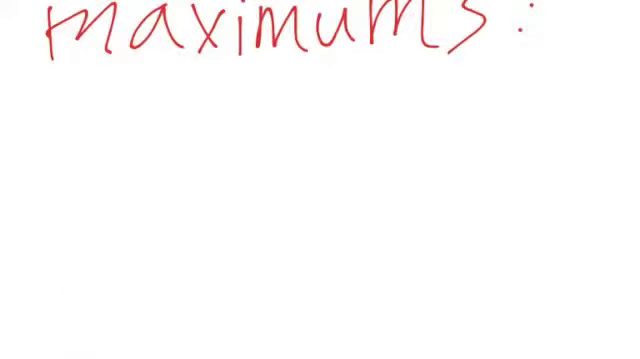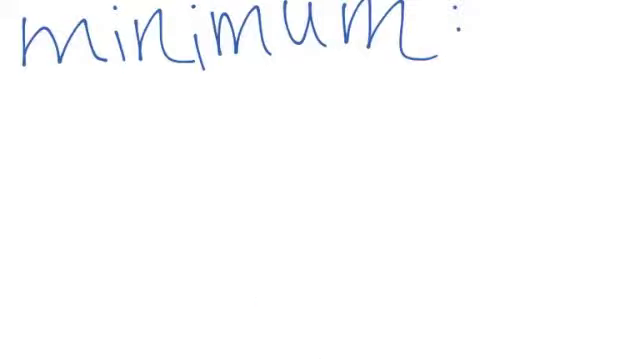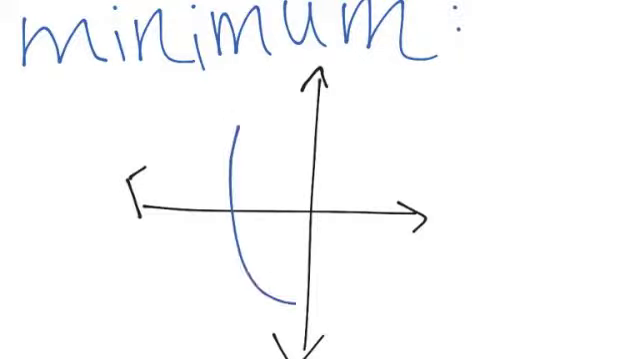When the point is a maximum, the curve changes from one that increases to one that decreases. This is often seen in graphs such as parabolas. When the point is a minimum, the curve changes from one that decreases to one that increases. This is also often seen in parabolas.